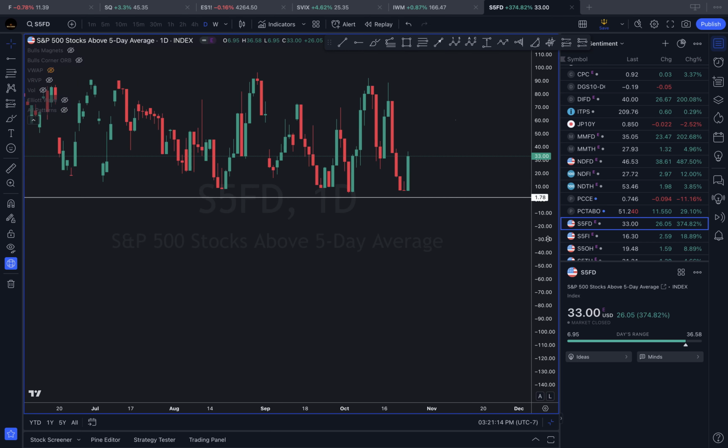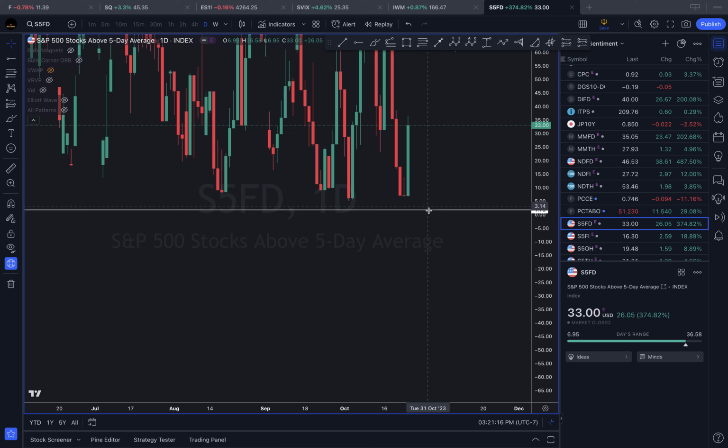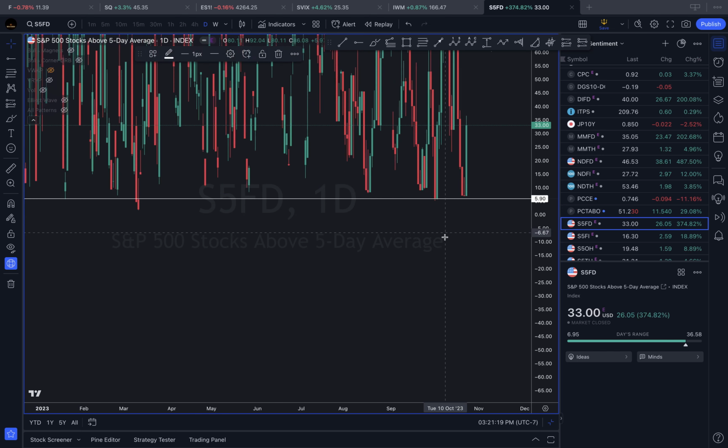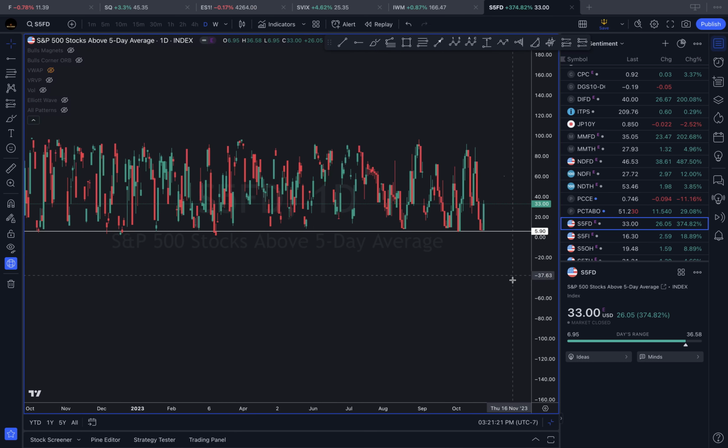And then as you see, as soon as price is always coming to this 4 to 5% range, we always see a bounce. So that's why we're seeing the bounce the past 2 or 3 days.